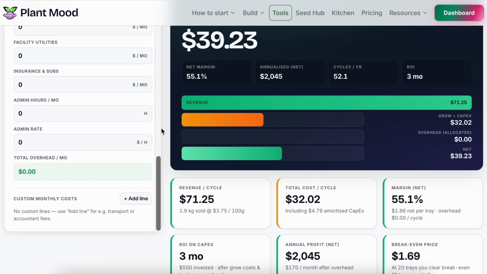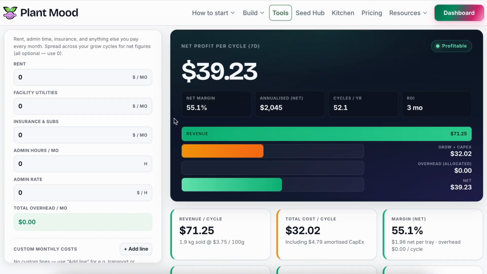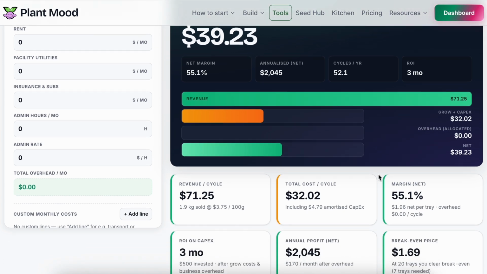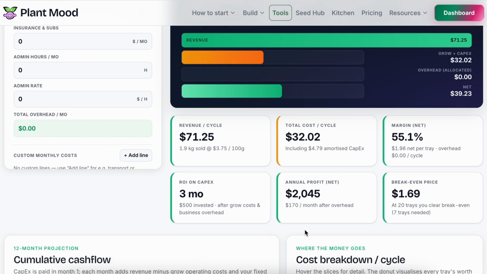The hero section shows live KPIs: net profit per cycle, margin percent, annualized net, ROI, and cycles per year. A revenue waterfall walks from revenue through grow costs and capex to overhead to net. 6 KPI cards break out revenue, total cost, net margin, ROI on capex, annual profit, and break-even price.